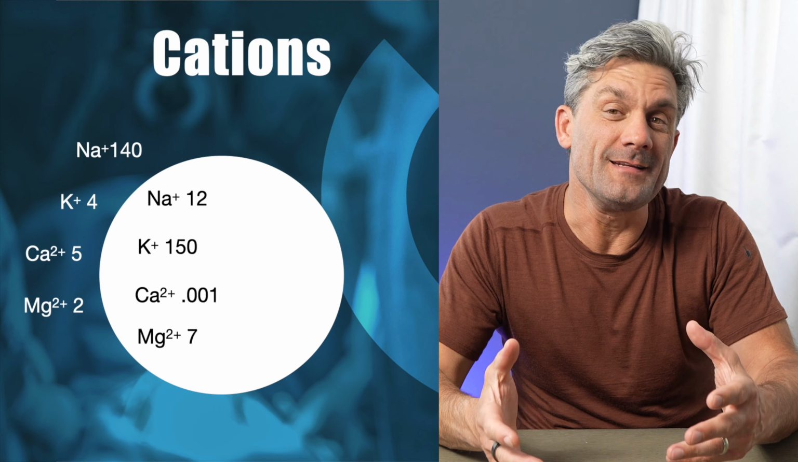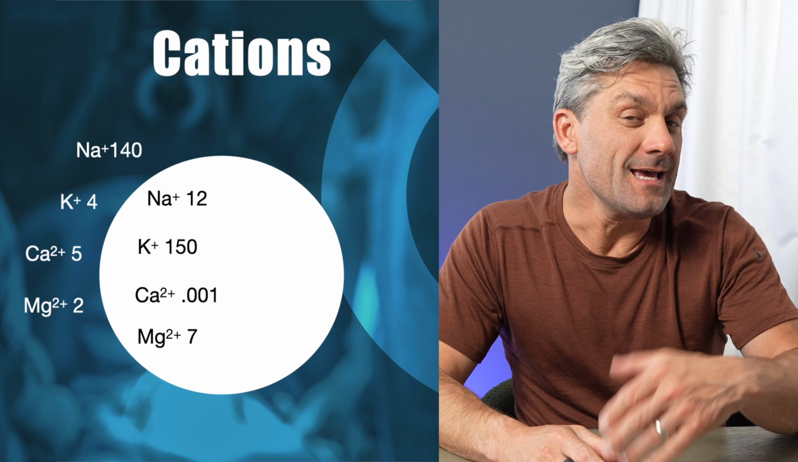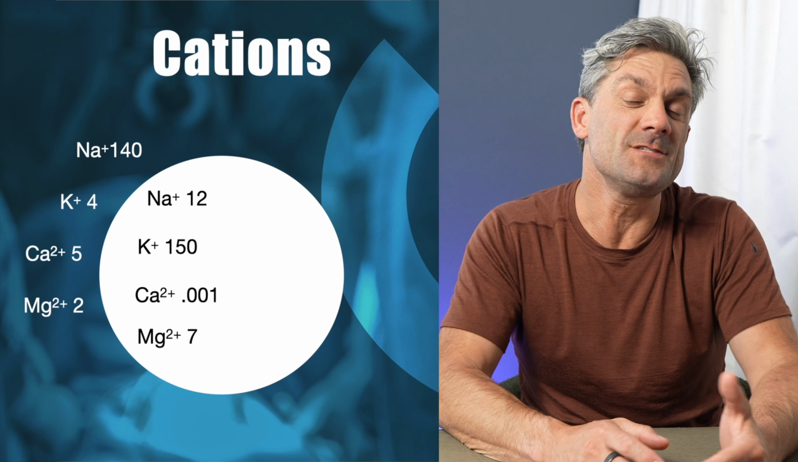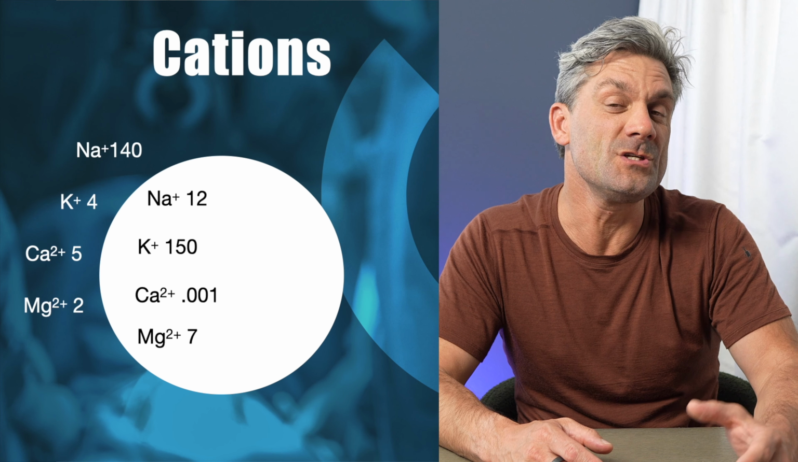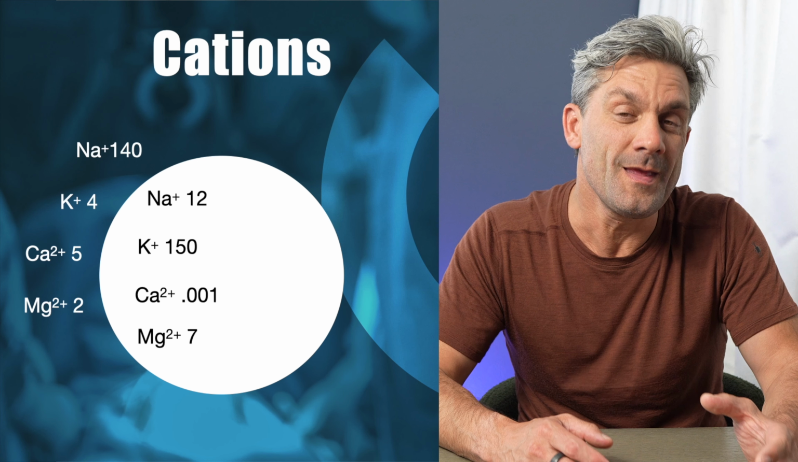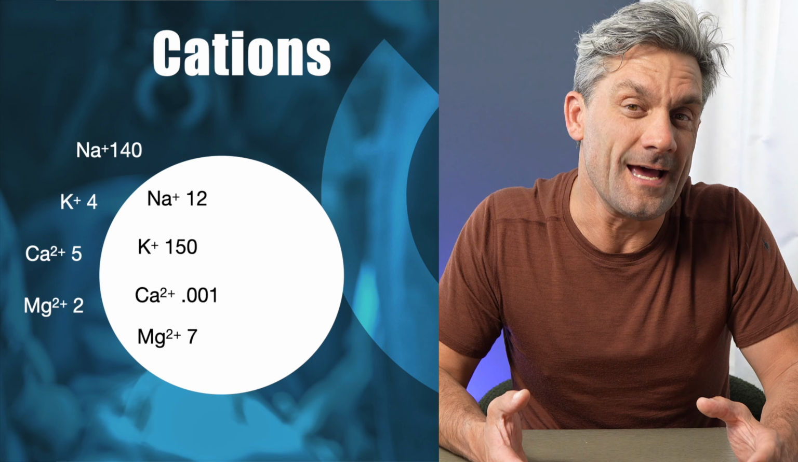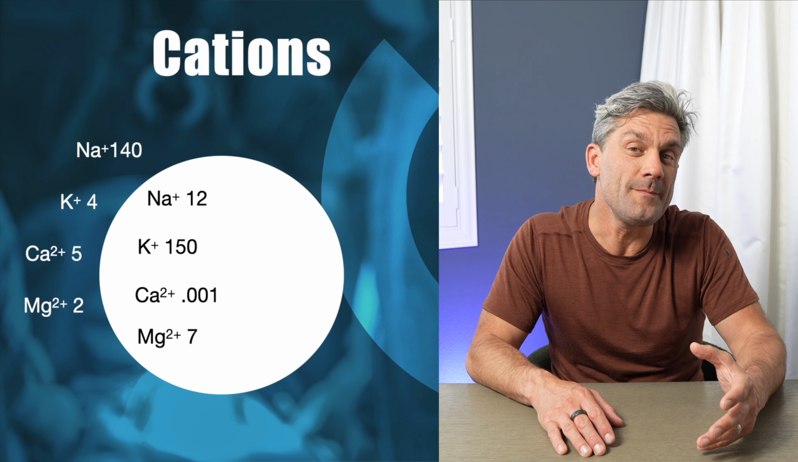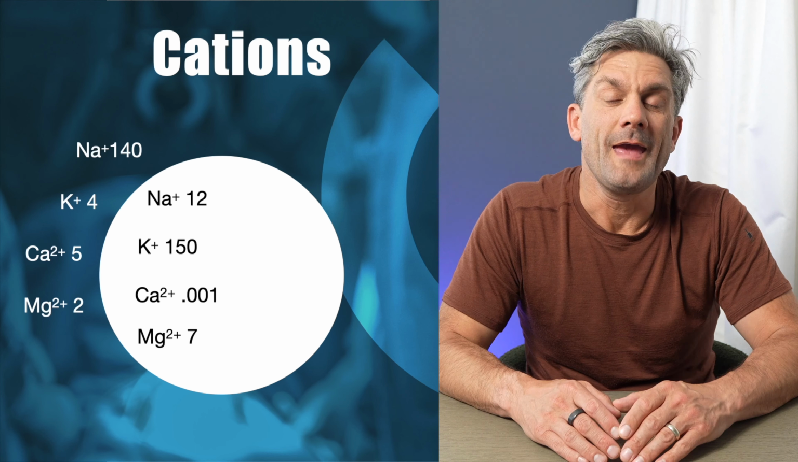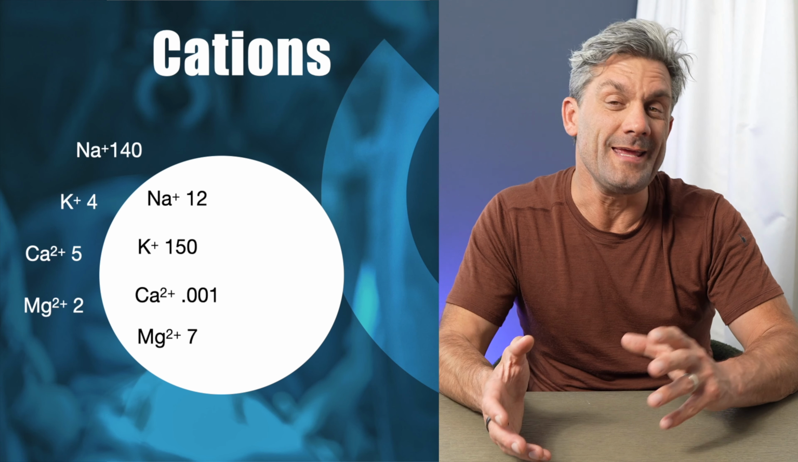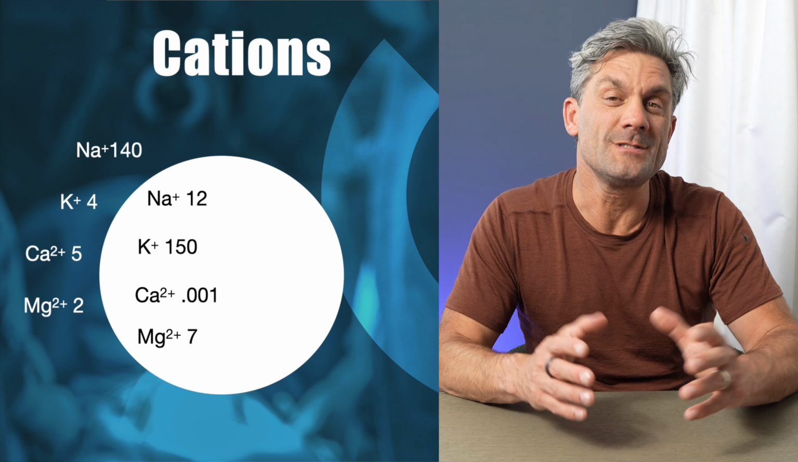So the most basic thing to understand is that sodium is high outside the cell and is very low inside the cell. The opposite of that is potassium, which is very low outside the cell and much higher inside the cell. We also have calcium, which is much higher outside the cell than inside the cell, and magnesium, which is about equal but slightly lower outside the cell.